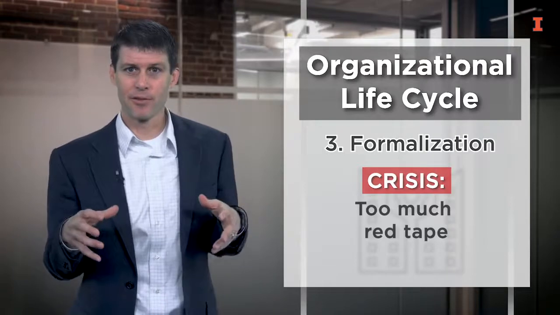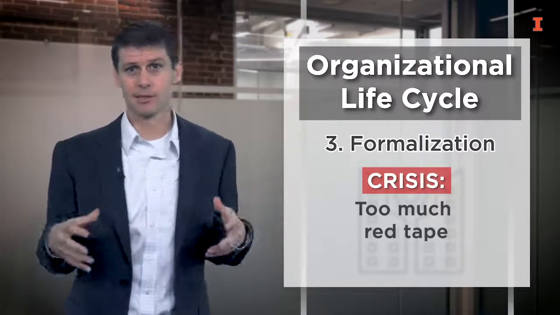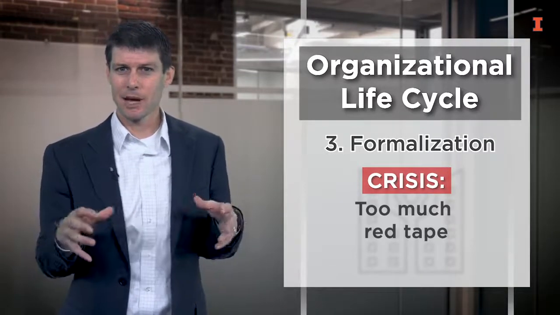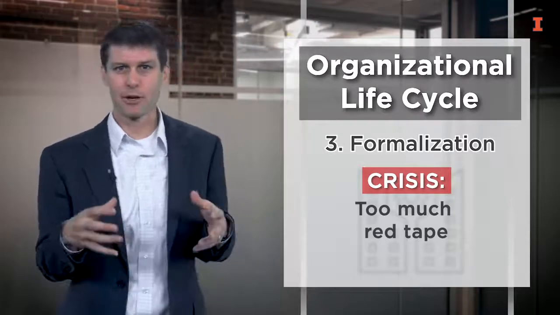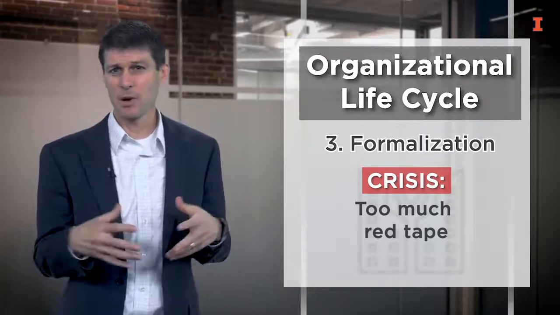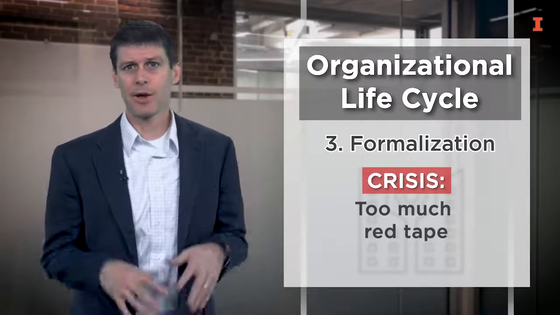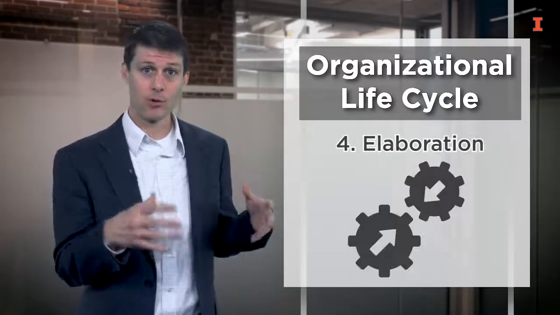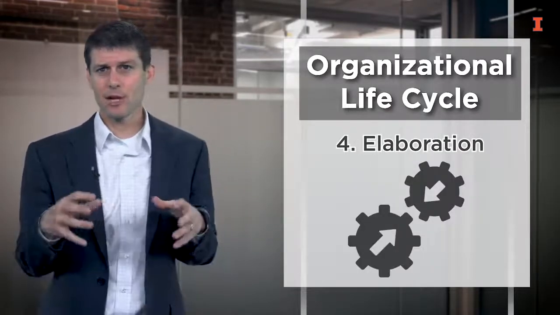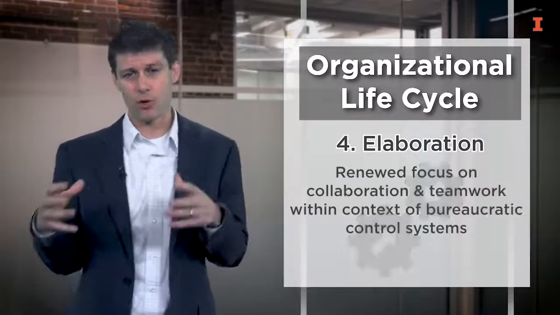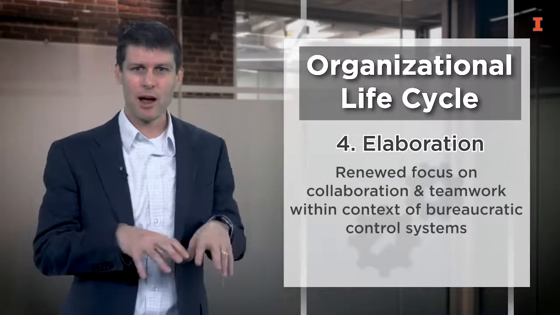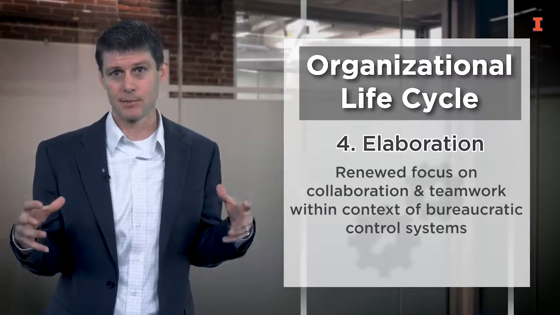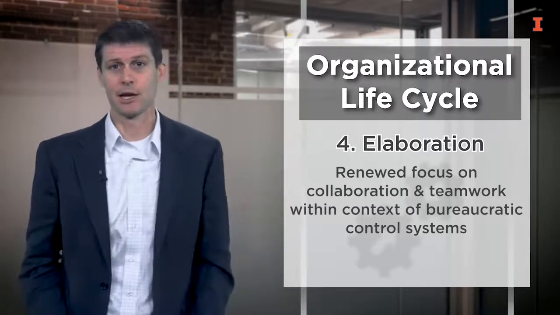Because of the focus of putting in formal structures and systems, there's a tendency to become overly bureaucratic, which can stifle innovation, and it can make coordination much more difficult. So now the last stage. This is what we'll call the elaboration stage. In the elaboration stage, there's a renewed focus on collaboration and teamwork within the context of the bureaucratic control systems that were instituted in the previous stage.